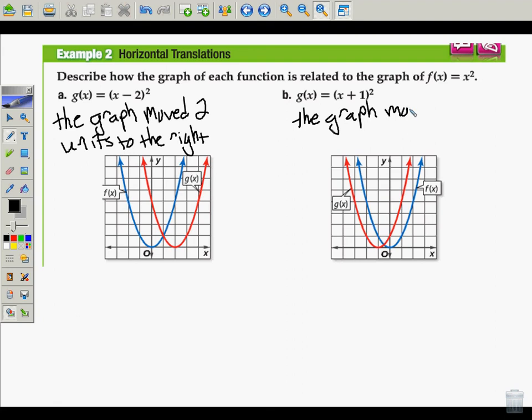Remember, outside parentheses makes sense. Inside parentheses is backwards.